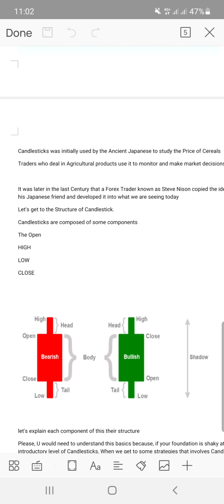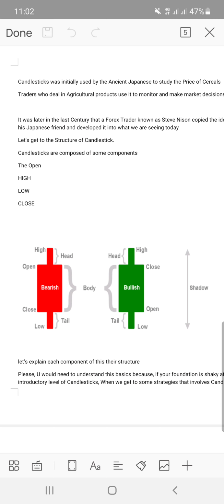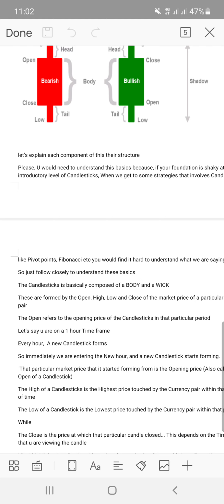So, like I said before, a candlestick is composed of the open, the high, the low, and the close. You understand? Then there is the full candle body, and the rest is called the shadow. So that's just the structure of a candlestick.